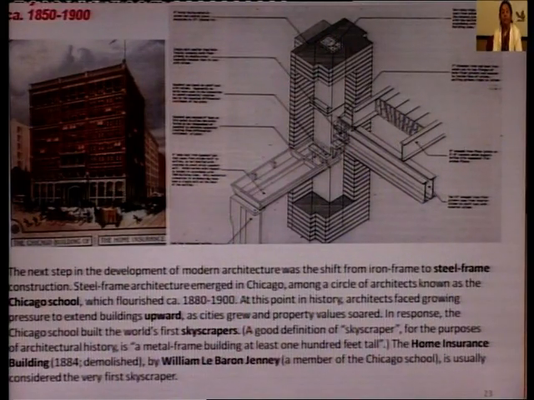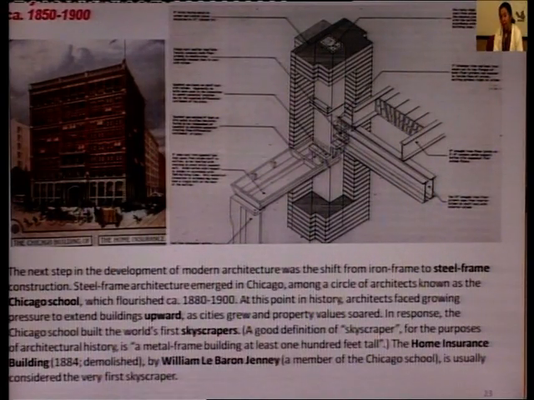Now we come to the steel frame construction, which was largely popularized by the Chicago School. The steel frame architecture emerged in Chicago among a circle of architects who flourished and called itself the Chicago School. And they were the ones who were actually responsible for the first skyscrapers of the world. A good definition of skyscraper for the purposes of architectural history is a metal frame building which is at least 100 feet tall.